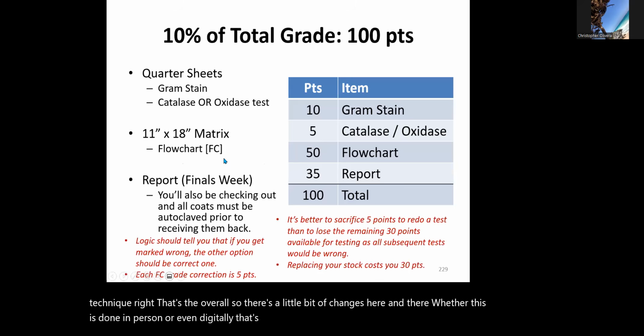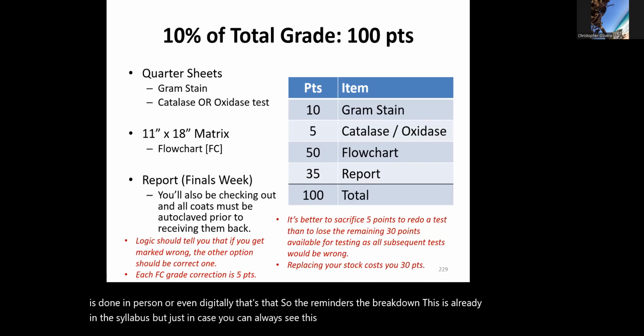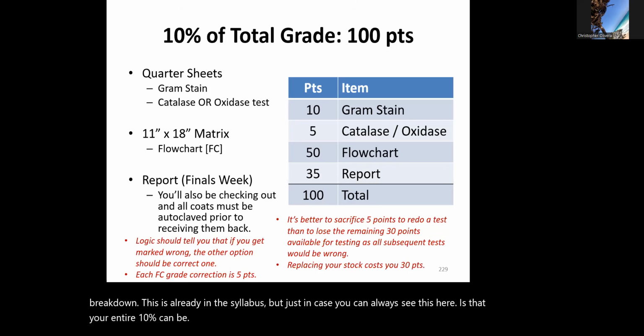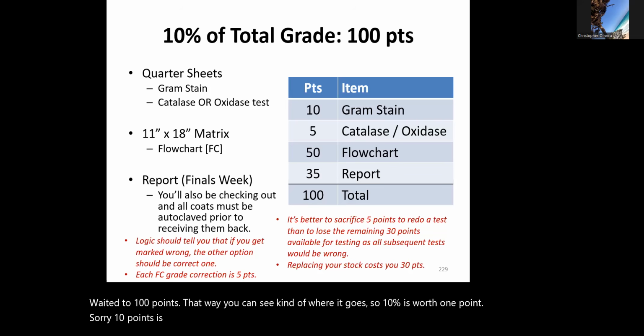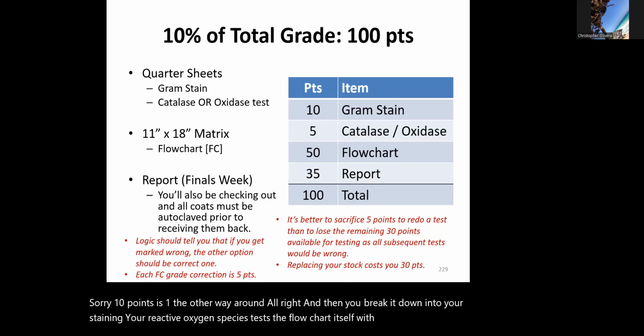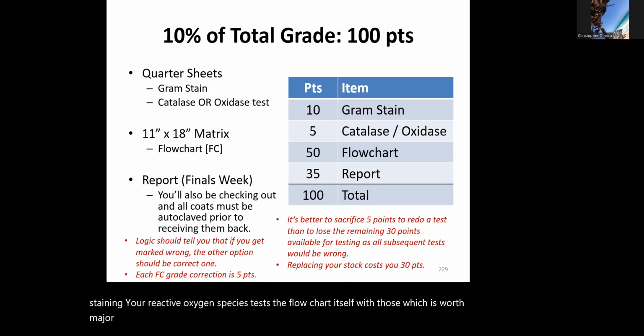So now the reminders, the breakdown. This is already in the syllabus, but just in case, you can always see this here, right? Your entire 10% can be equated to 100 points. That way you can see kind of where it goes. So 10% is worth 10 points, and 10 points is worth 1%, the other way around, right? And then you break it down into your staining, your reactive oxygen species tests, the flowchart itself, which is worth major points. Here's about half of your points. And then you have a report at the end, right?